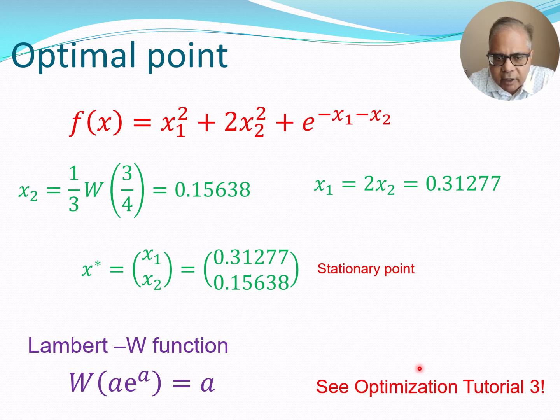where I have obtained these by setting the gradient vector to 0 using the optimality criteria. Now the Lambert W function has this form: when this function works on some expression a e to the power a, it essentially gives you a. So that's the definition of the Lambert W function. It's a special function very similar to the other special functions out there, for example, Bessel function, gamma function, and so on.